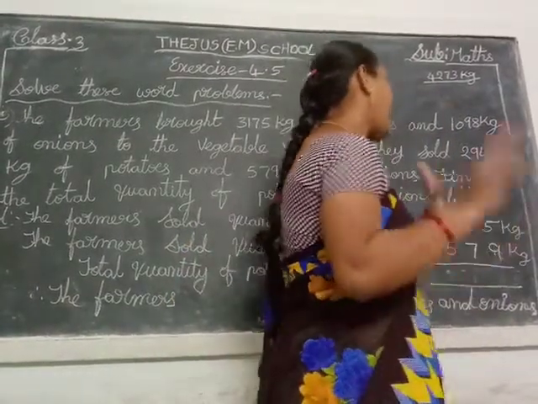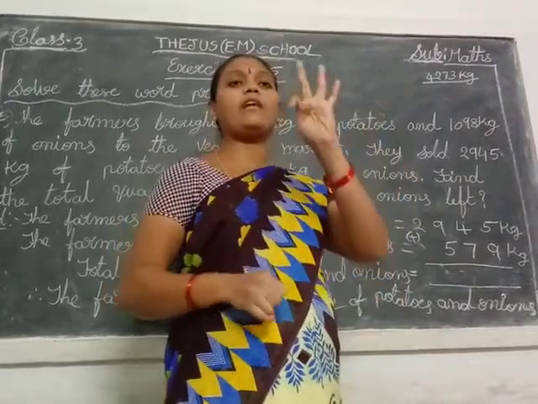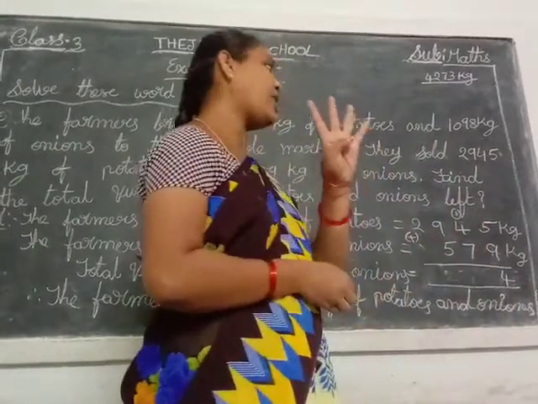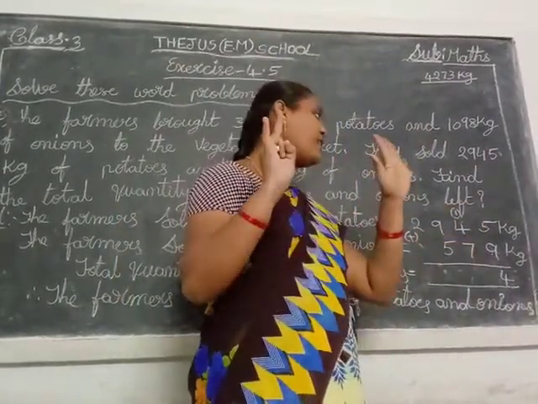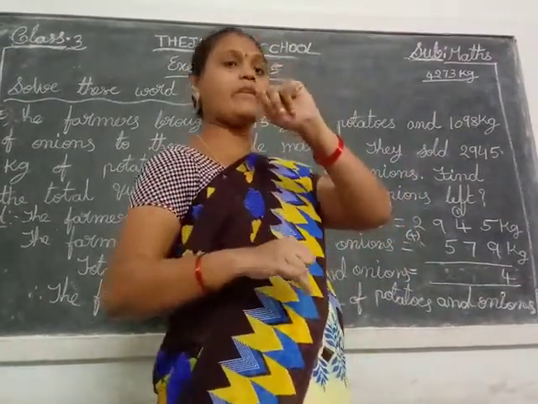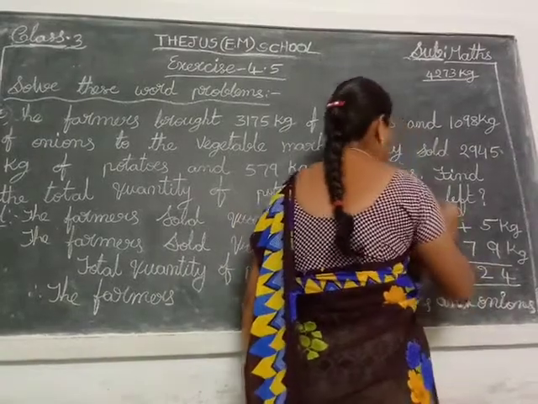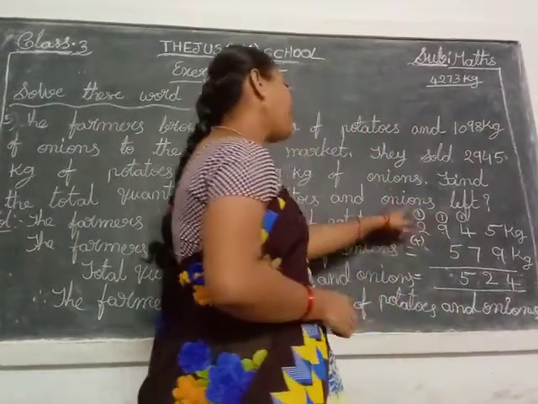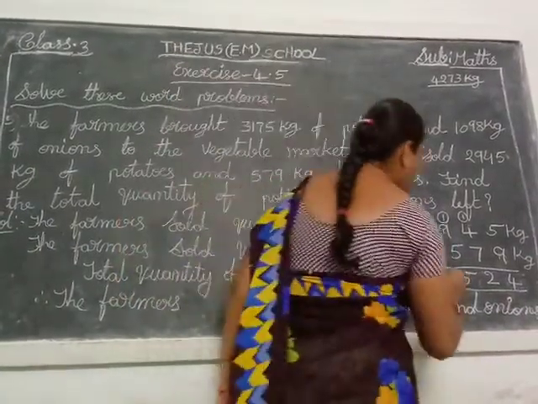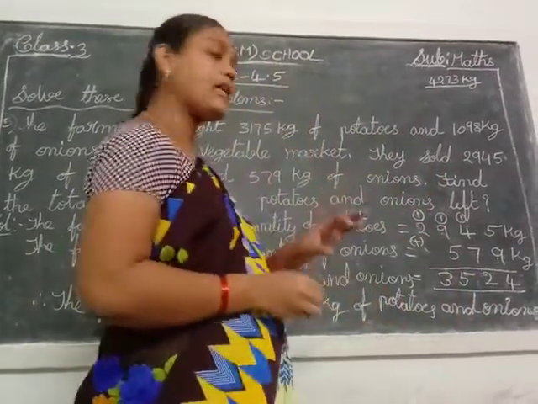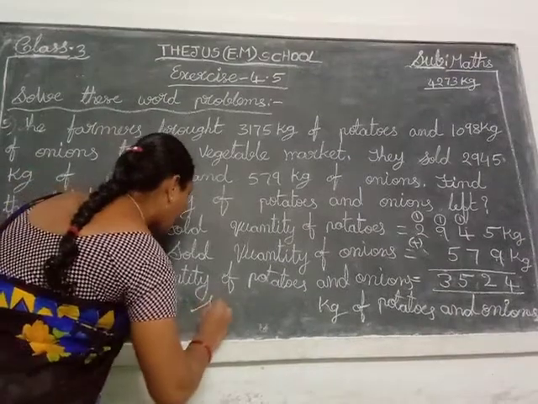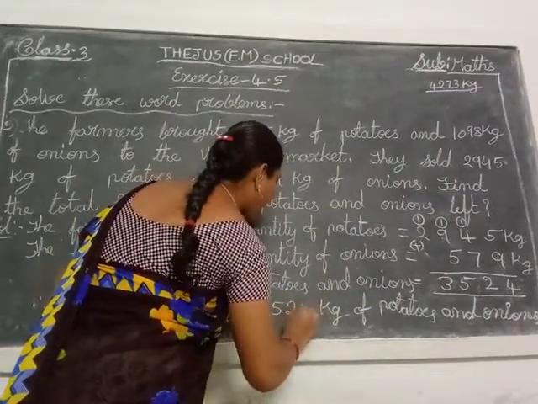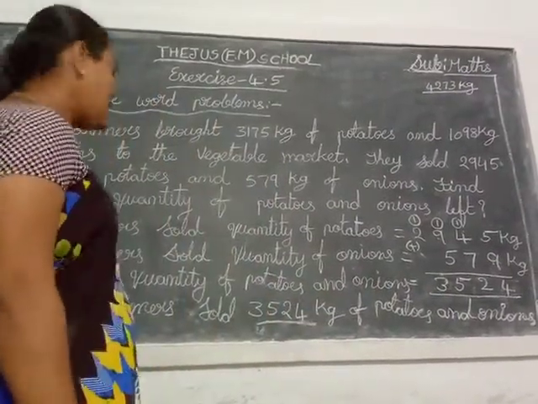5 keep in your mind, take 9 fingers, 5 after 6, 7, 8, 9, 10, 11, 12, 13, 14. So 4 and 1 here. 1 keep in your mind, take 4 fingers, 1 after 2, 3, 4, 5. 5 after take 7 fingers, 5 after count 6, 7, 8, 9, 10, 11, 12. So 2 here and 1 here. 1 plus 9, 10. 10 plus 5, 15. So 5 and 1. 1 keep in your mind, take 2 fingers, 1 after 2, 3. So they sold total quantity of potatoes and onions also. The farmers sold 3,524 kgs of potatoes and onions.